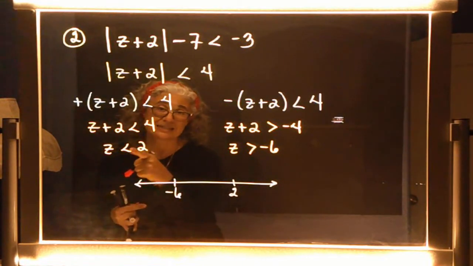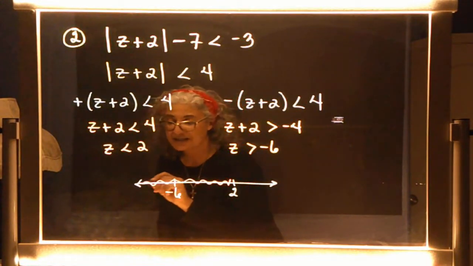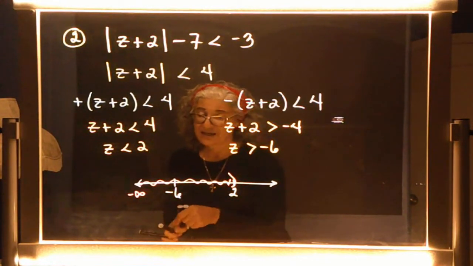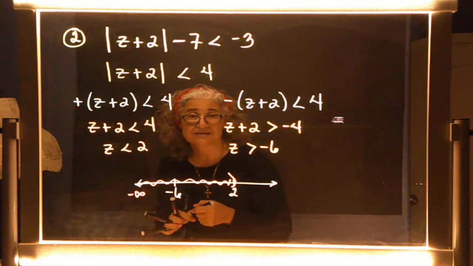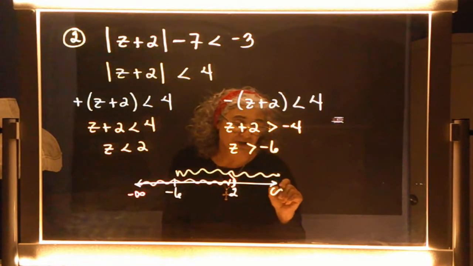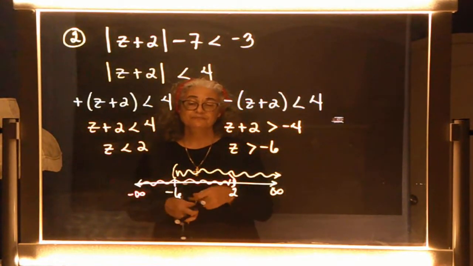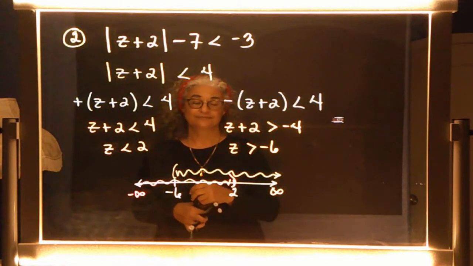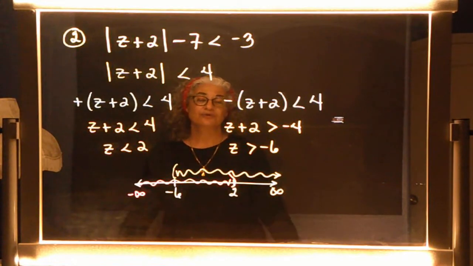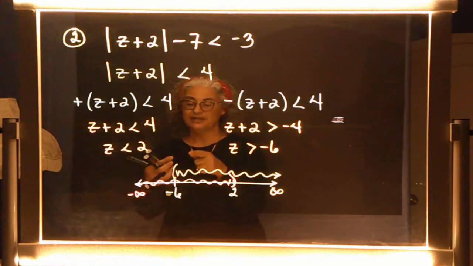Okay, so this one, z is less than 2. Good, all the numbers to the left of 2 to -infinity, and this guy gets a parenthesis. And z greater than -6. Good, all the numbers to the right of -6, all the way to +infinity. And this one also gets a parenthesis, doesn't it? Okay, so I'm noticing there's an overlap. I'm noticing there's a union. What's going on? What do I want? What do they want?